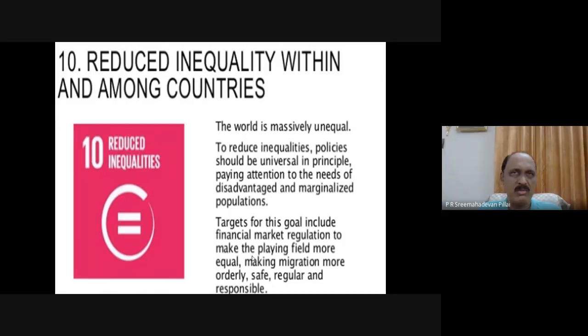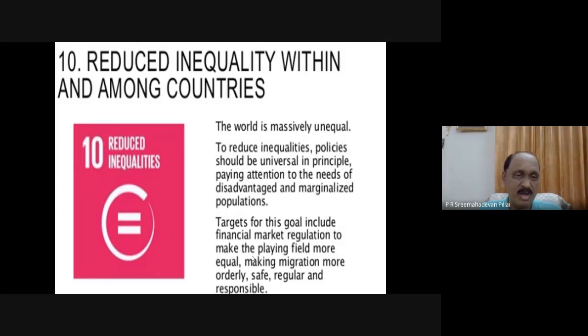Reduce inequality within and among countries. Of course, I don't know whether UN will be able to solve it, because every country is now working as an individual unit where the survival of their people, where the hegemony of their people, where the better living conditions of their people is the concern for every country. Nowadays, India is growing in that line. India is having more of a national conscience than international conscience. So the UN is advising that we should have an international conscience, not national conscience.